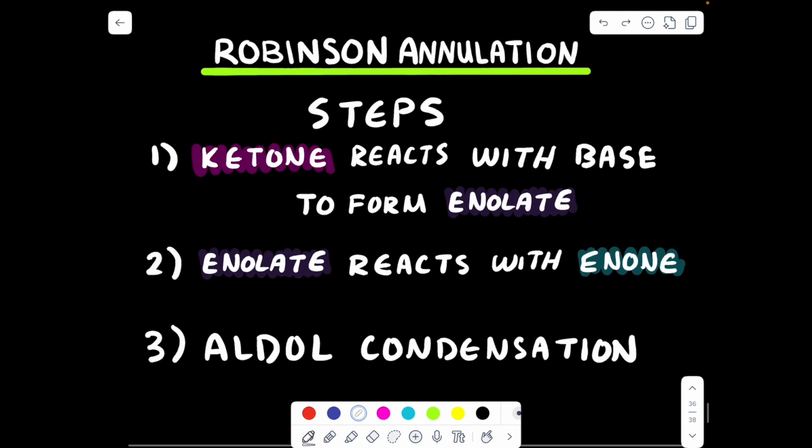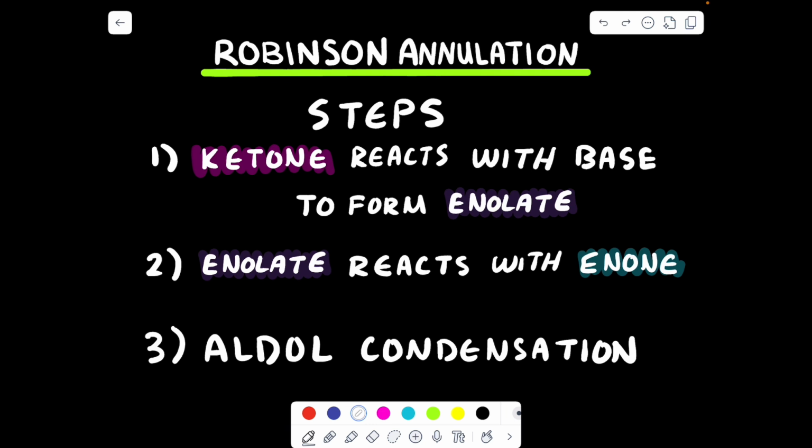In summary, for the general steps of the reaction, breaking it up as per usual: Step 1 is a ketone reacts with a base to form an enolate. Step number 2 is an enolate reacts with an enone. We will be getting to what these things are when we go through the mechanism. Do not worry. I just like to break these steps up for you guys. If you have a notepad out, write them down and then refer to them as we go through the mechanism to help your brain categorize what we are doing. And then step number 3 is the last step, which is an aldol condensation.